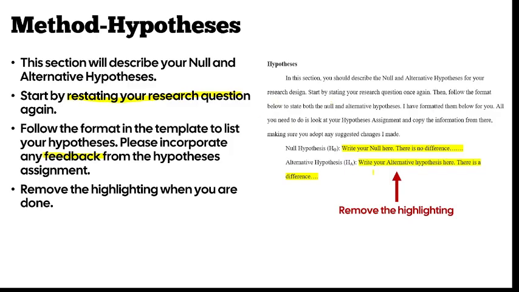Here they are, right? So you're going to write your null, and usually that starts out with the wording there's no difference between variable X and variable Y, or variable X and variable Y are not correlated, or there is no significant correlation between. All right. And your alternative is going to be that there is a difference. Remember, if you've got a one-tailed or a two-tailed or a directional hypothesis, this would be where you would put that there.